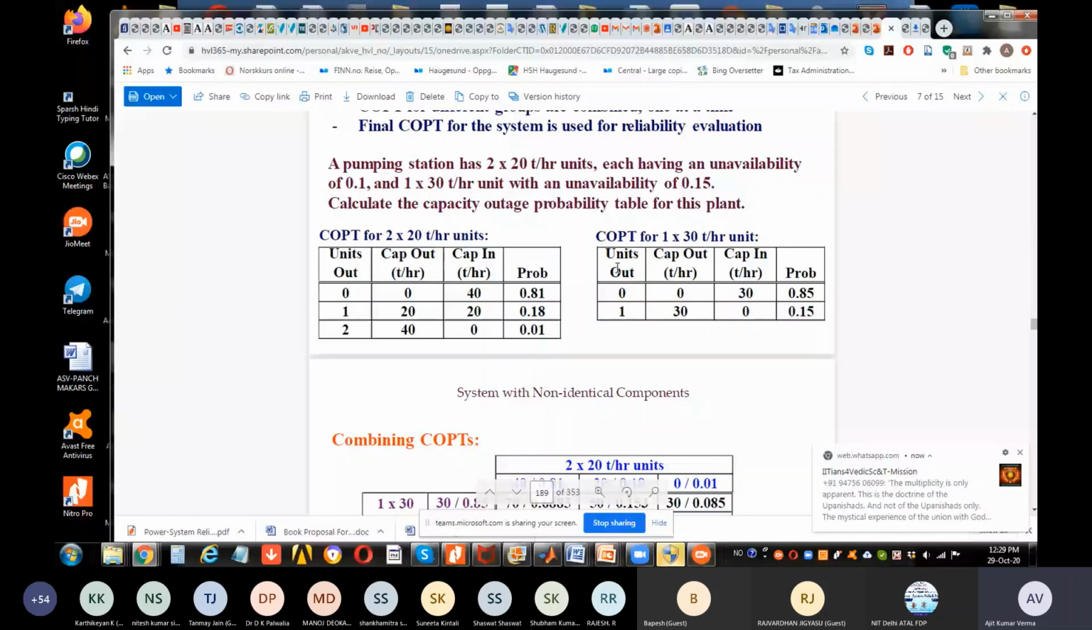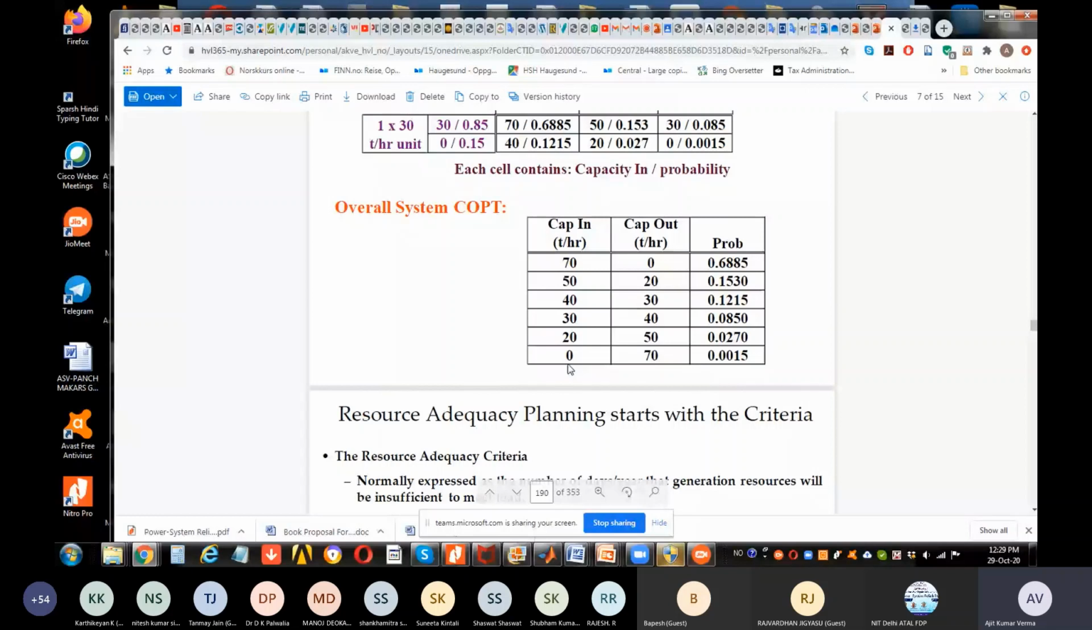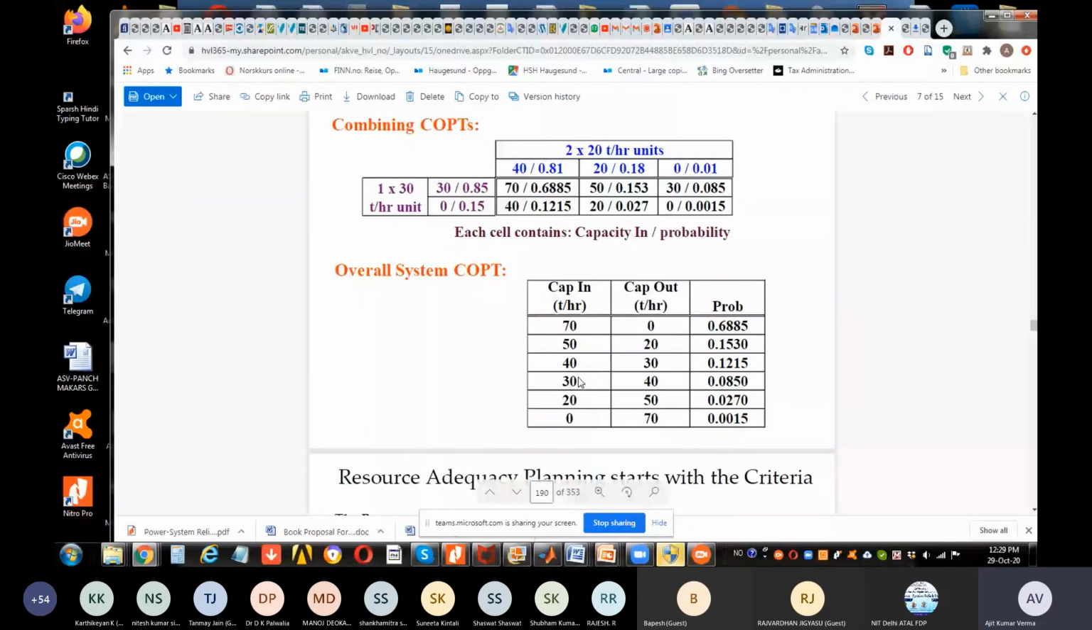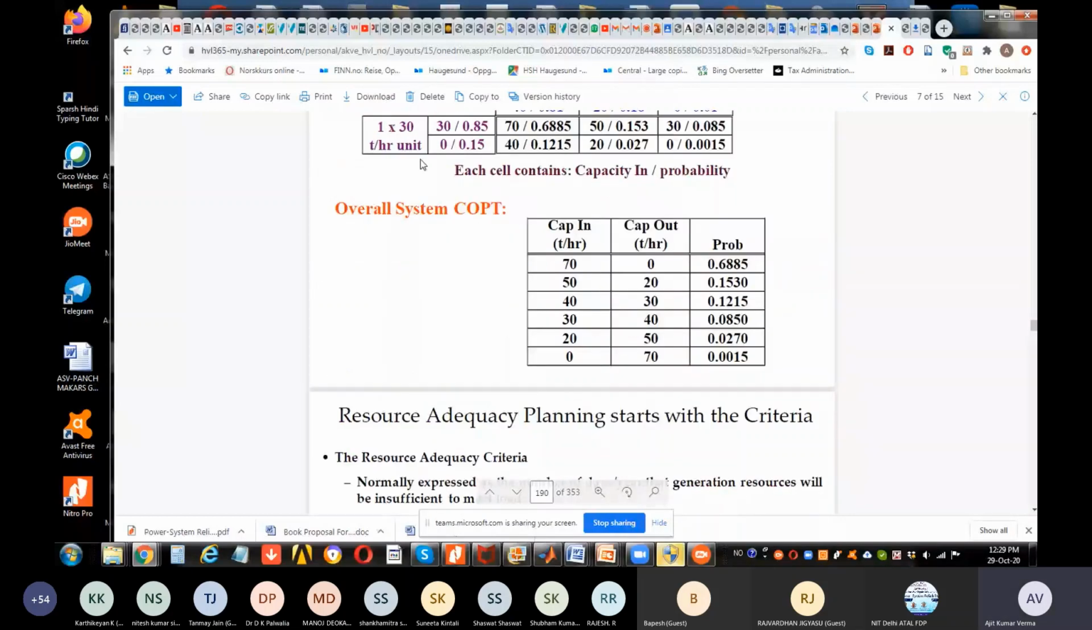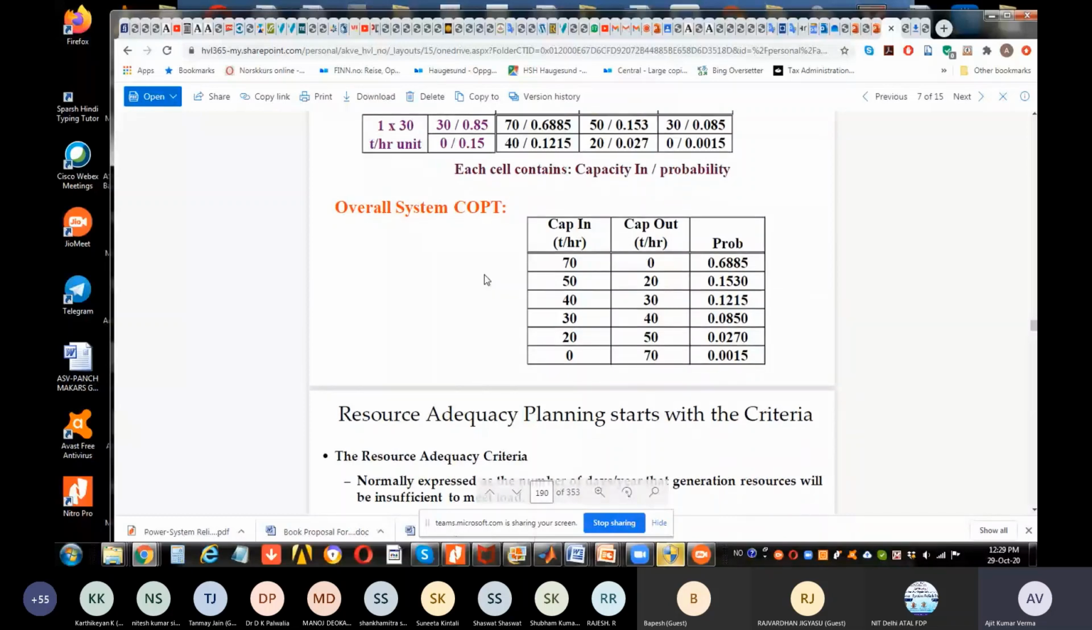So if you are using both of them, both these pumps together, you have these possibilities of capacities. You could either have 0 or 20, because you had 0, 20, 40 from 2 into 20 tons. So you have 0, 20, and then 20 plus 10, you remember? No, not 20 plus 10, it's 30. So you also have 0, 20, 30, then 40 is 2 into 20 ton per hour pumps. And then 50 is one of them 20, one of them 30. 70 is one of them 30, and the other two are 20. So maximum you can get is 70, minimum you can get is 0. So that's the capacity and its probability. So this is a COPT.